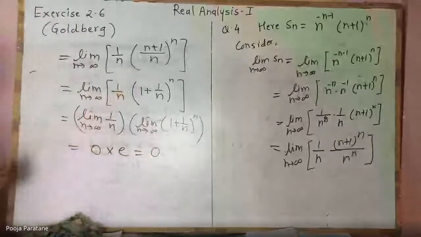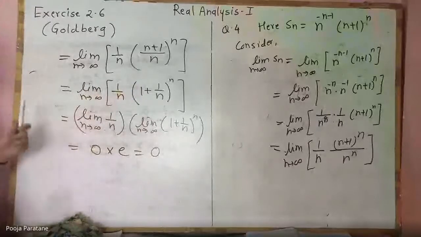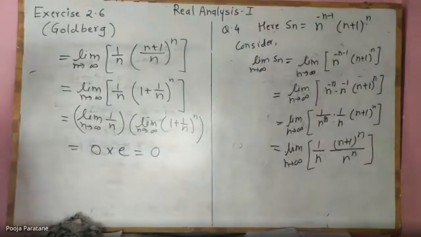So finally, what is the limit of the sequence Sn here? If the nth term is given as n raised to minus n minus 1 into n plus 1 raised to n, then the limit is 0. So thus we got the limit of the sequence.